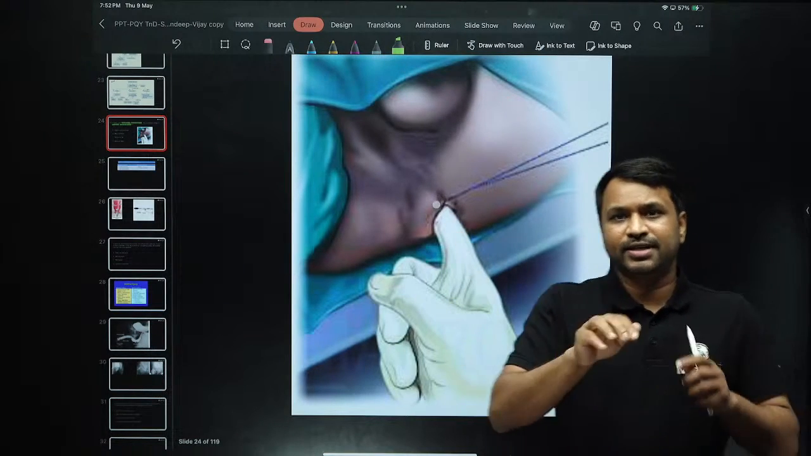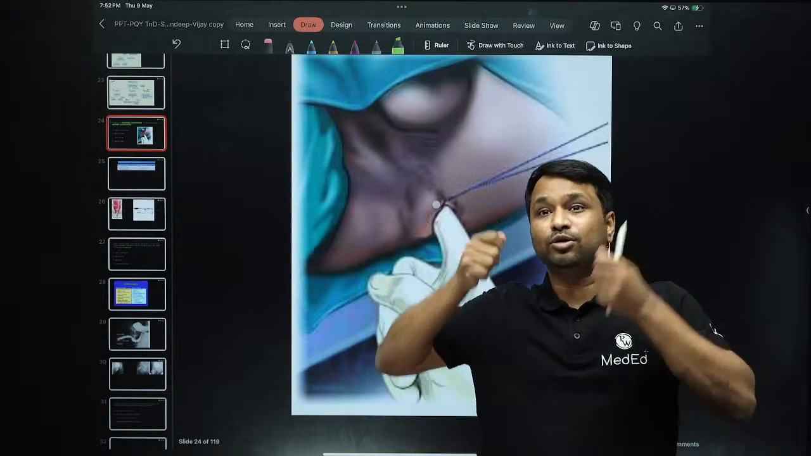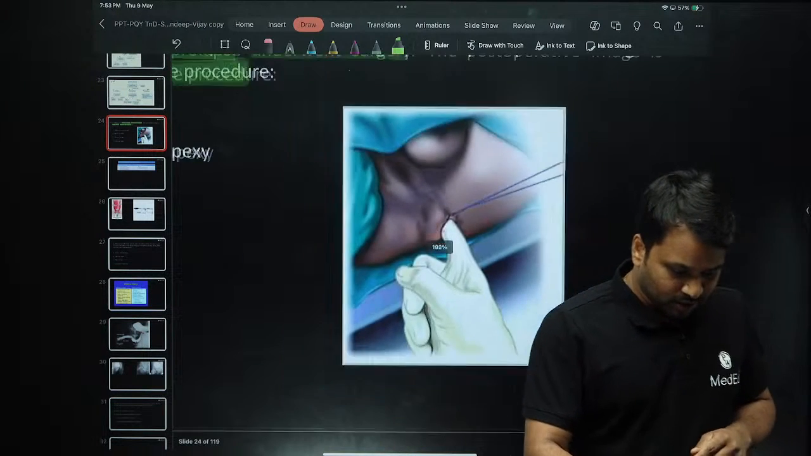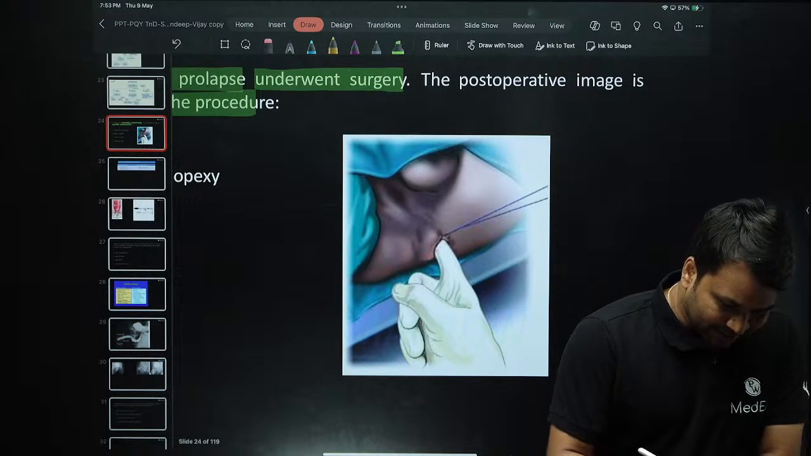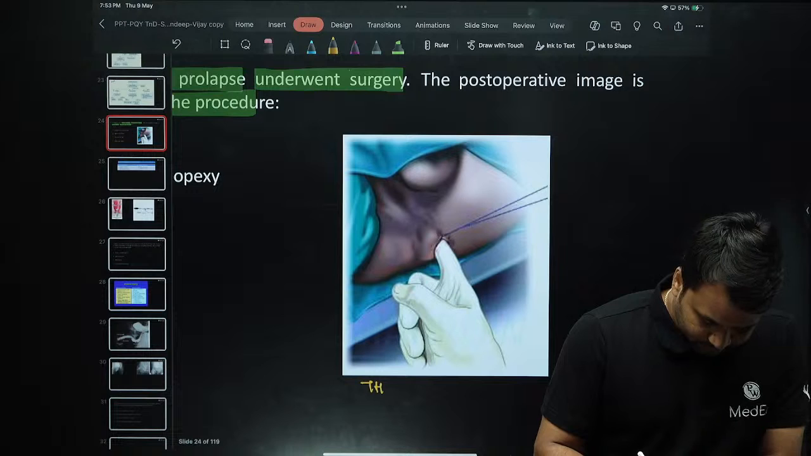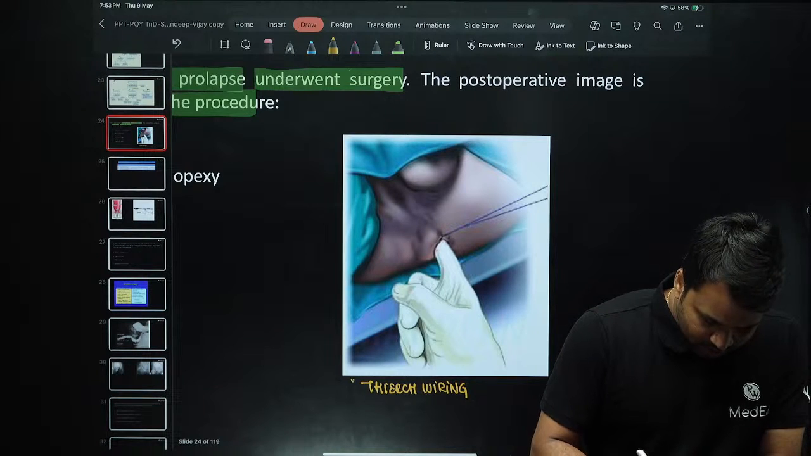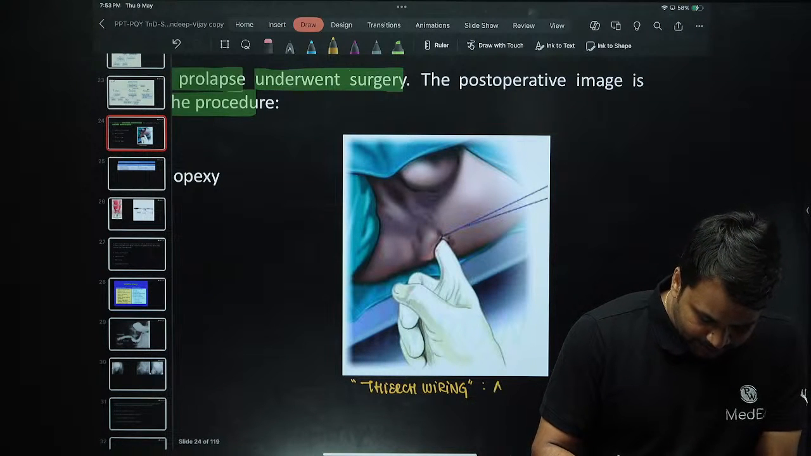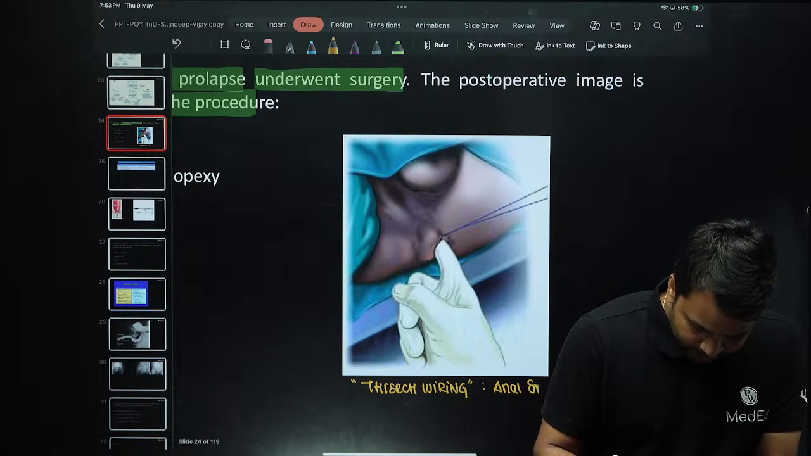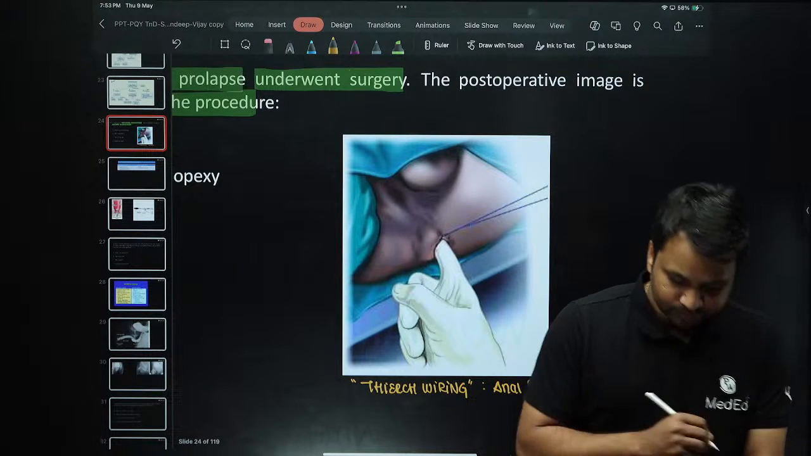Okay, so finger is there. There are two sutures which are coming out through the 12 o'clock position. Now this is your Thiersch wiring. Thiersch wiring is also called the anal encirclage or the cerclage.